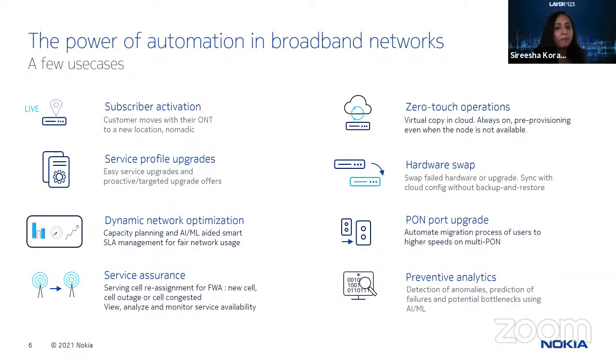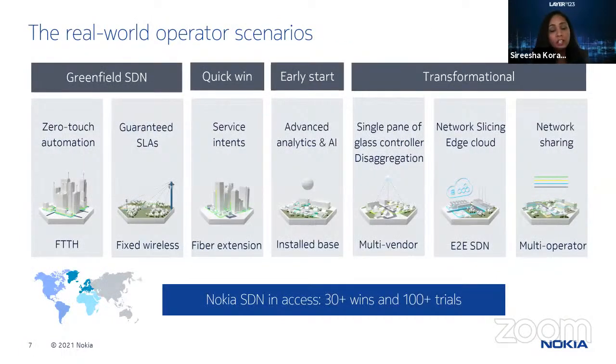Now, since we have seen the trend and also the use cases that SDN provides and the power of automation of SDN in broadband networks, as promised, I also want to walk you through the real-world operator scenarios. And one such real-world operator scenario is the Greenfield SDN. The Greenfield SDN is cases where operators are using SDN for Greenfield deployments, like for new rollouts, for example, new FTTH rollouts or fixed wireless access rollouts. They're able to embrace SDN right from the start because it's easier for them and they're able to reap the benefits of SDN.